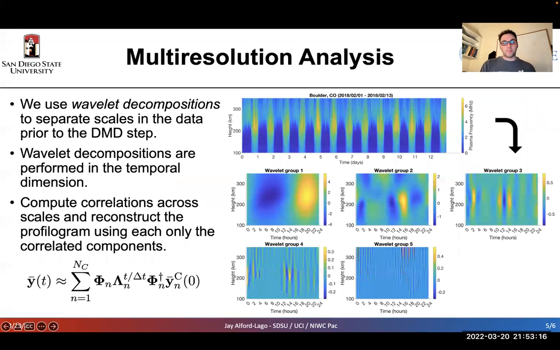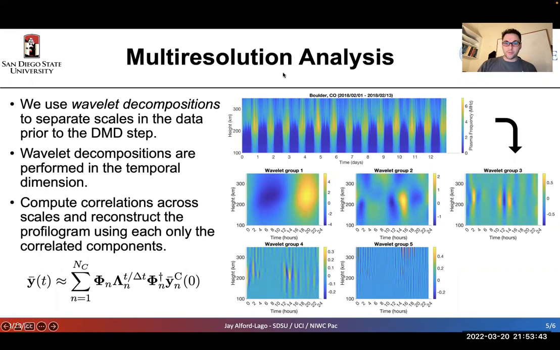And the way we're doing that is by way of multi-resolution analysis via wavelet decompositions to separate scales in the data prior to doing DMD. We do these wavelet decompositions in the temporal domain, so we're separating fluctuations in the data across a number of scales. We then actually compute correlations across these scales and group highly correlated scales back together because we want to preserve coupled dynamics in the system.